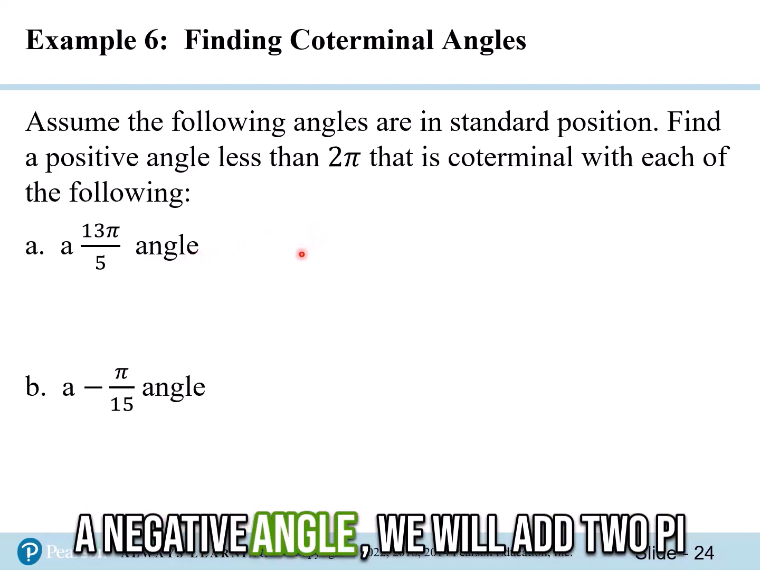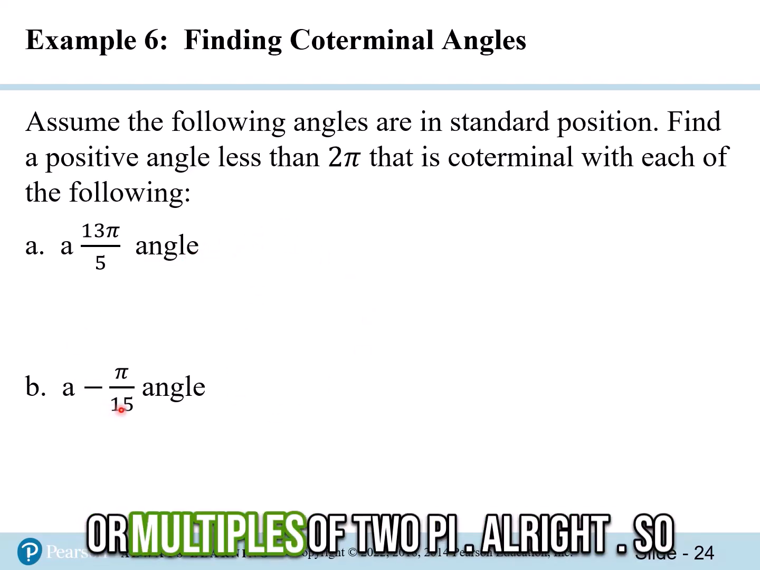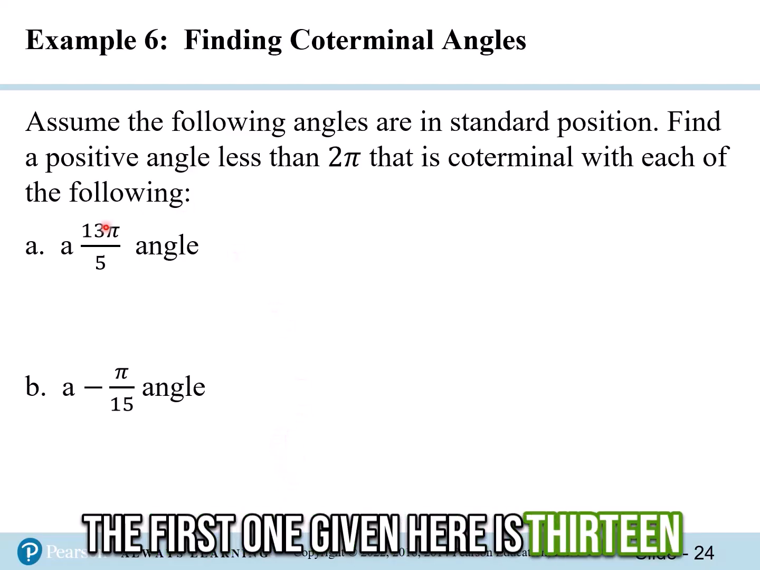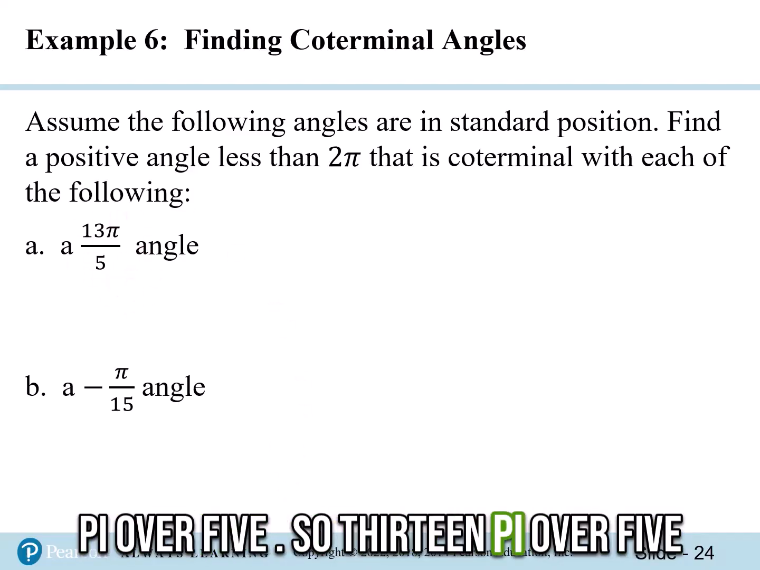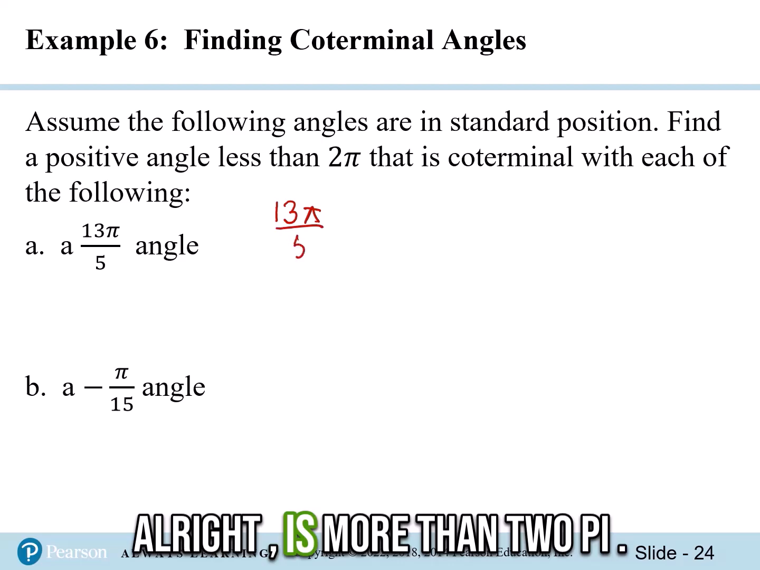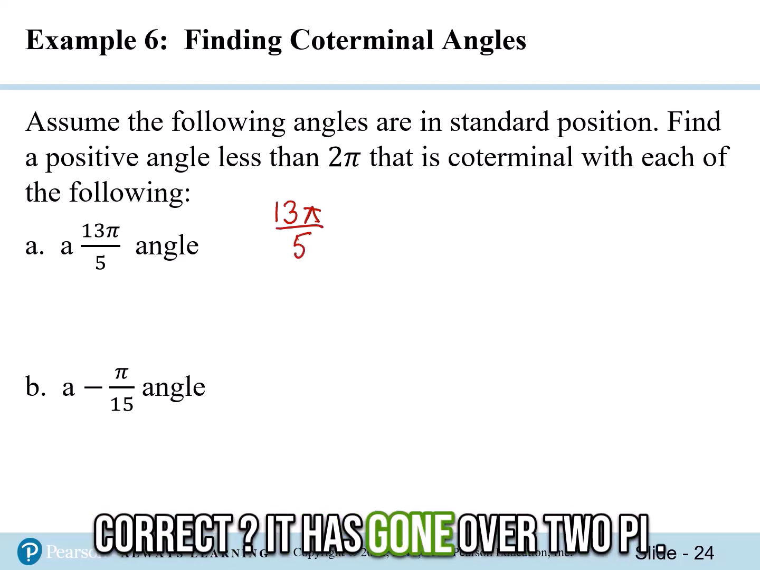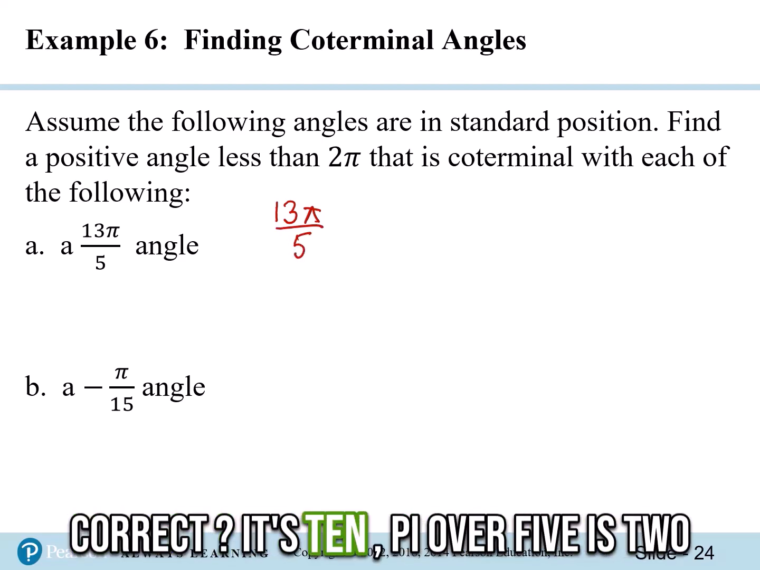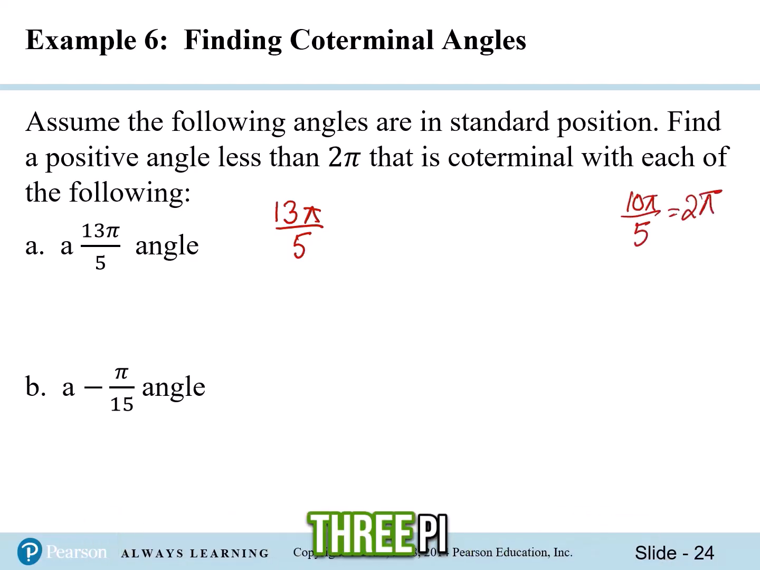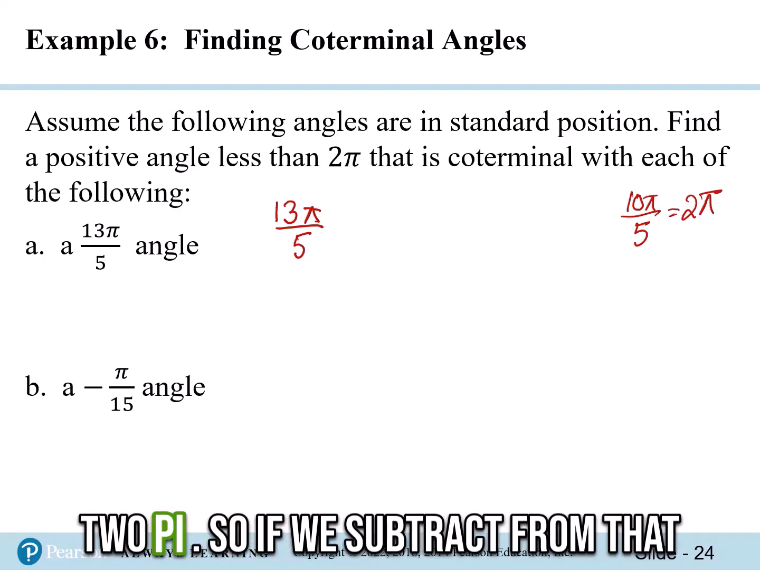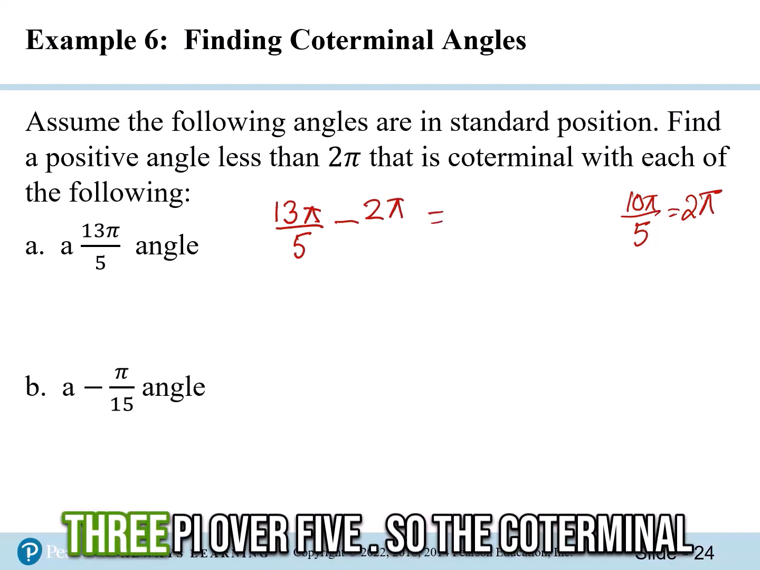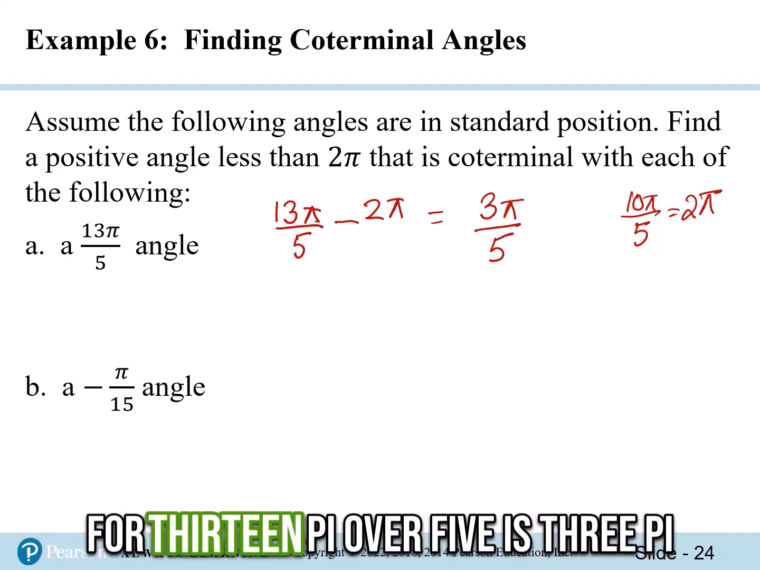If it's a negative angle, we will add 2 pi or multiples of 2 pi. All right. The first one given here is 13 pi over 5. 13 pi over 5 is more than 2 pi, correct? It has gone over 2 pi, correct? 10 pi over 5 is 2 pi, and then it has gone 3 pi over 5 over the 2 pi. So if we subtract 2 pi from that, what we will get is 3 pi over 5. So the coterminal angle for 13 pi over 5 is 3 pi over 5.